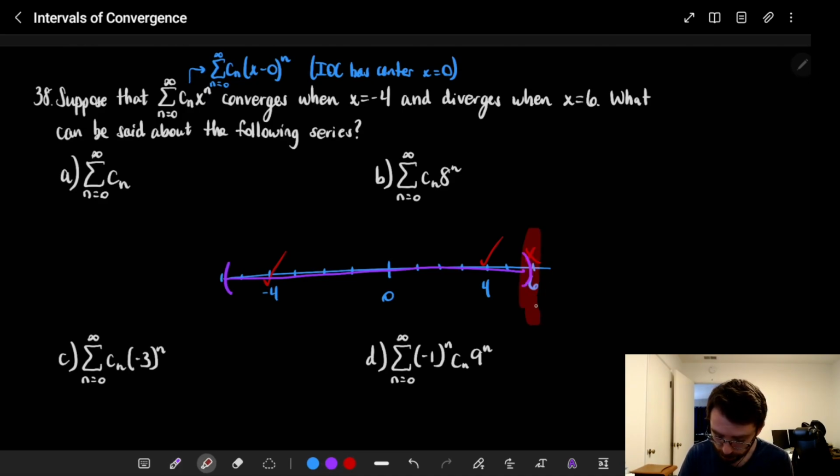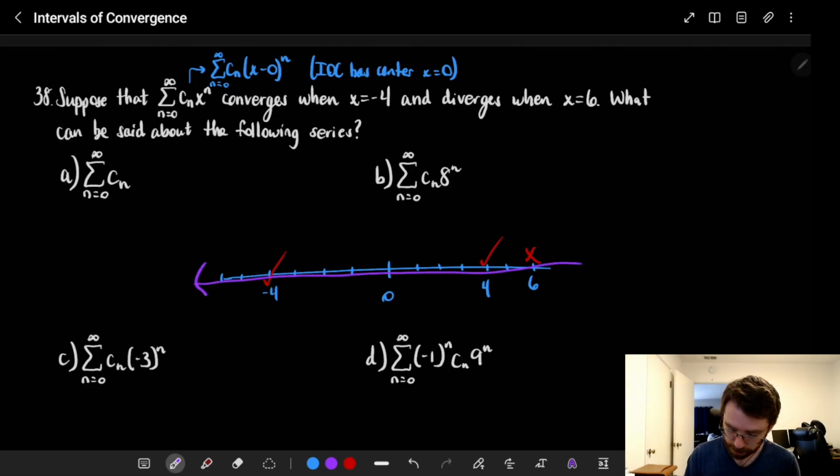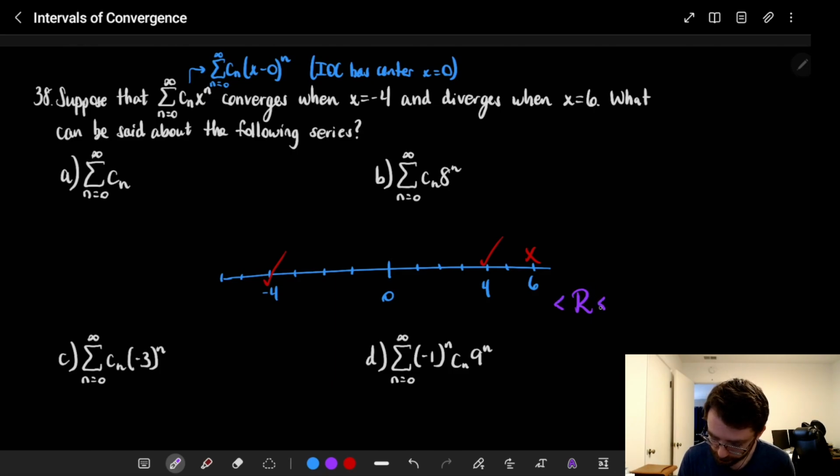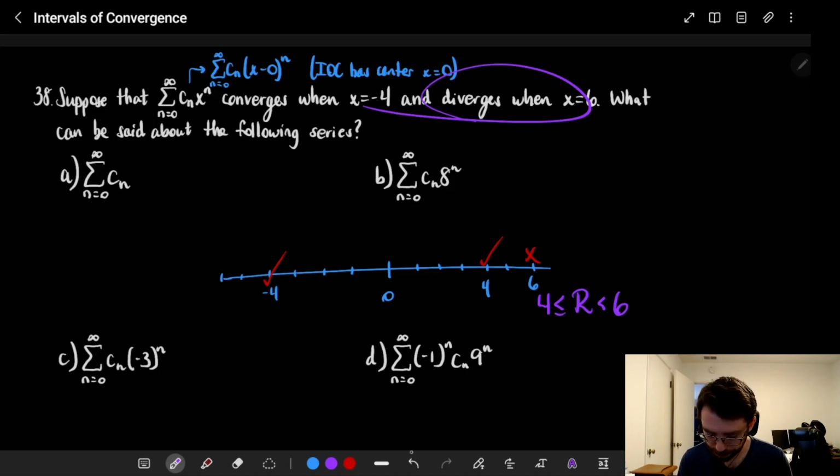But, looky here, 6 I know diverges. 6 cannot be in the interval of convergence. In which case, some interval like this would be invalid. So this automatically bounds what the possible radii of convergence are. I know that r has to be between 4 and 6. And it could be equal to 4, right? Because -4 was included. So the radius could be 4. It can't be equal to 6, because that would mean 6 is included. And it's not. We're told right up here it diverges when x is 6.